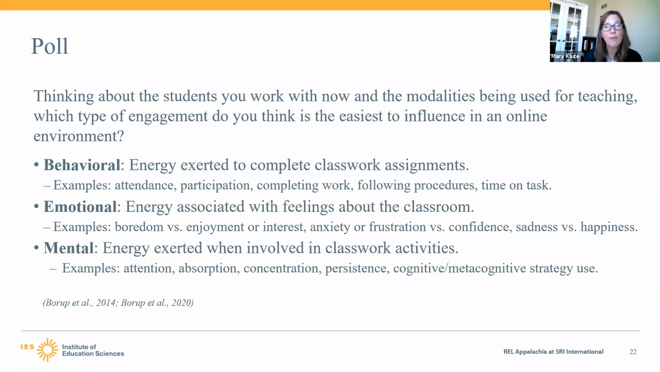At this point in the workshop, we asked participants to identify which type of engagement they thought was easiest to influence: behavioral, emotional, or mental. We encourage you to pause the recording and reflect on this question before we move forward. Depending on your role, you might think of students in your classroom, your building, or your whole district.